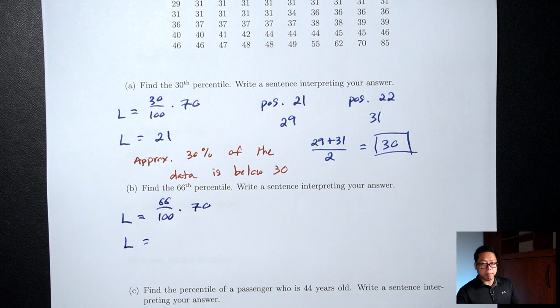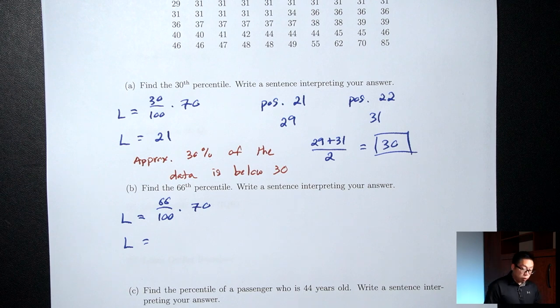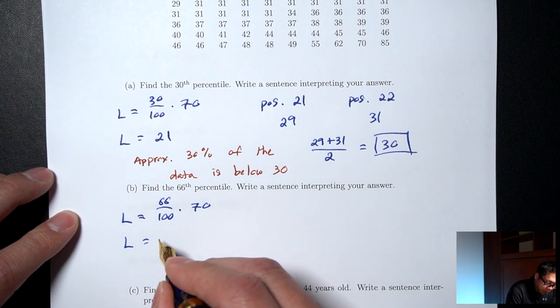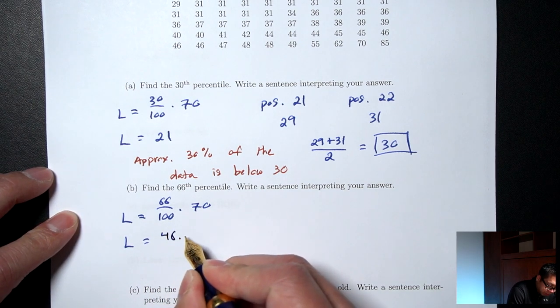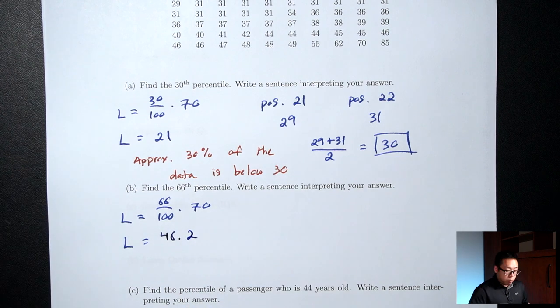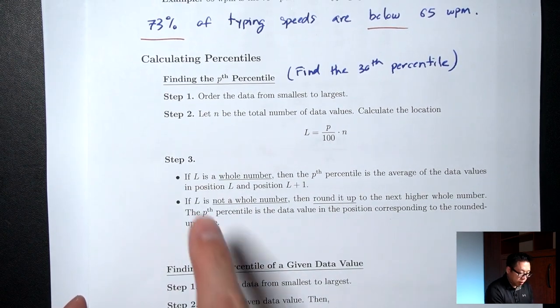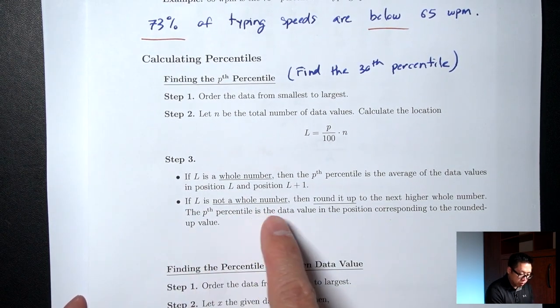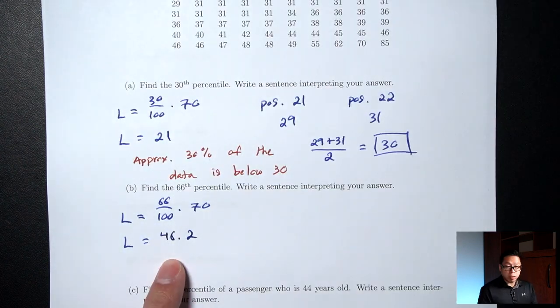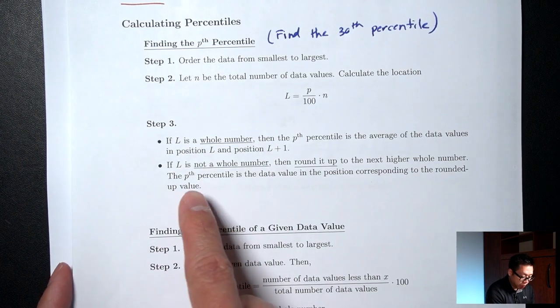So let's calculate this. 66 over 100 times 70. 46.2. We're not done, right? That was only step two. There's three steps. So step three says if L is a whole number, do this. If L is not a whole number, do this. L here is 46.2, not a whole number. So this one, we'll do the second part.